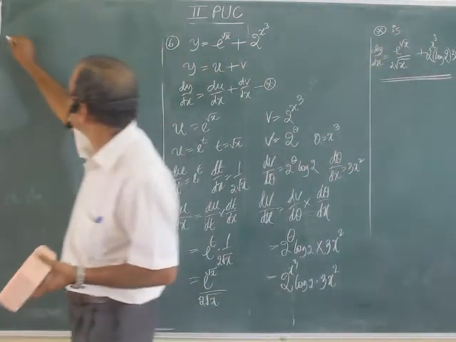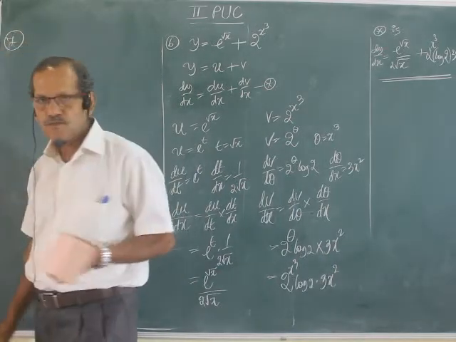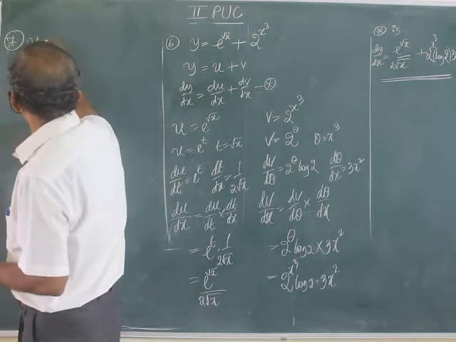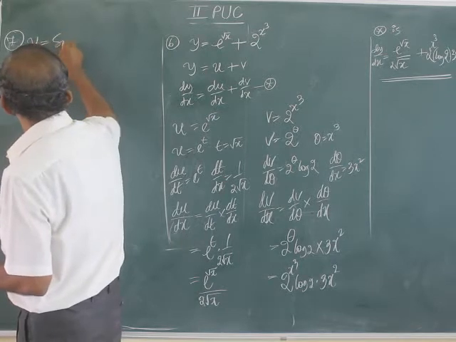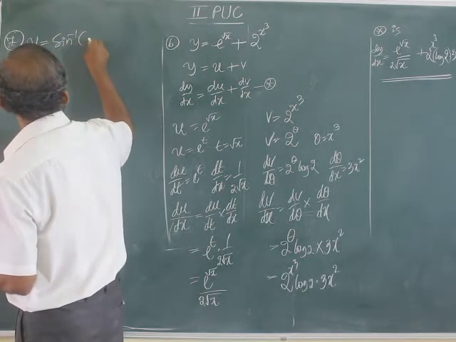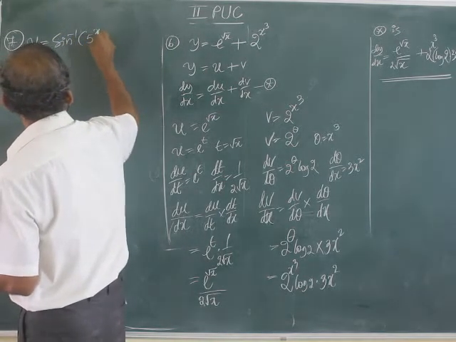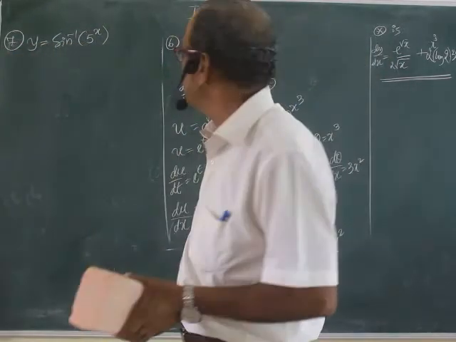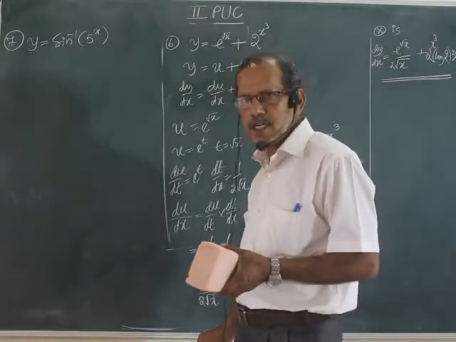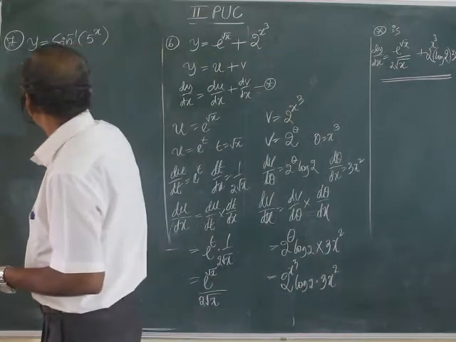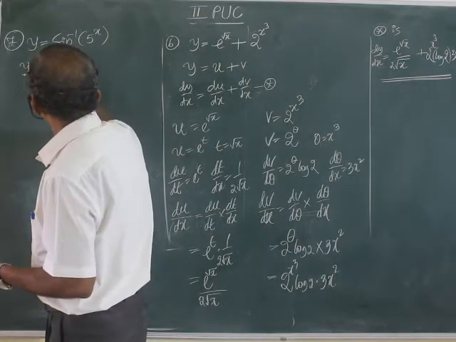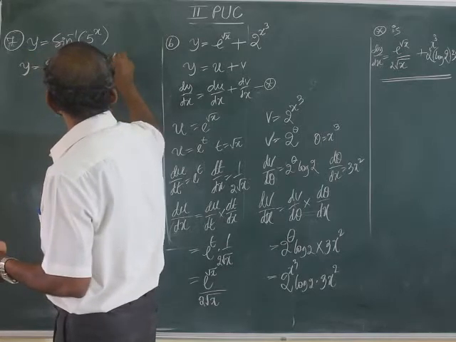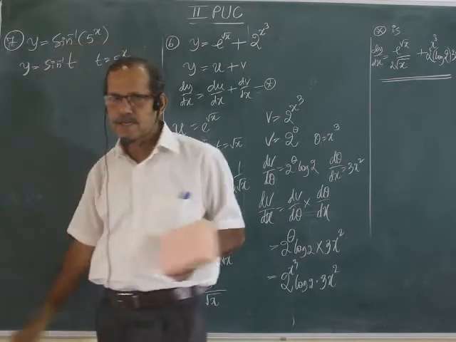7th one. y equal to sin inverse of 5 to the power x. Sin inverse of 5 to the power x. Chain rule, no doubt. Sin inverse of t, t equal to 5 to the power x.